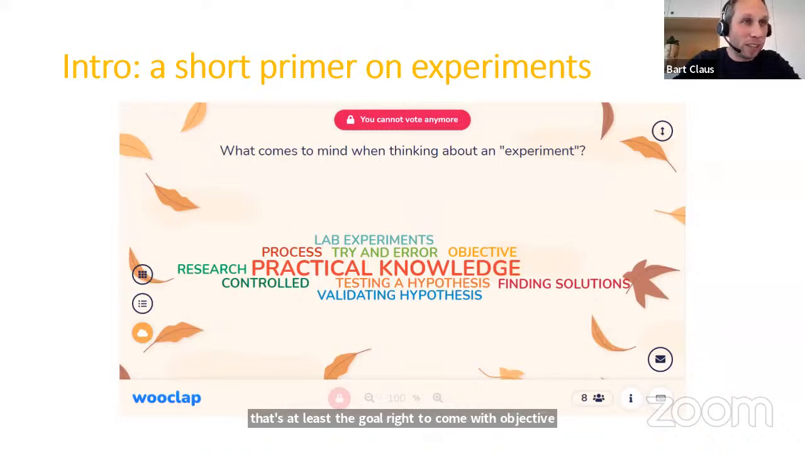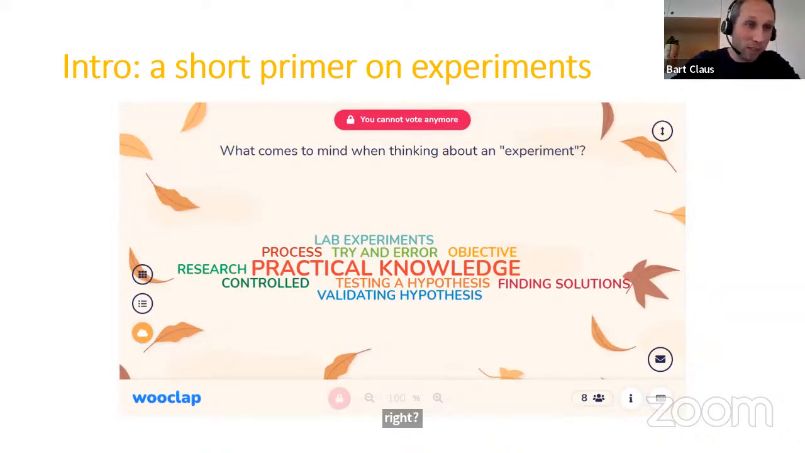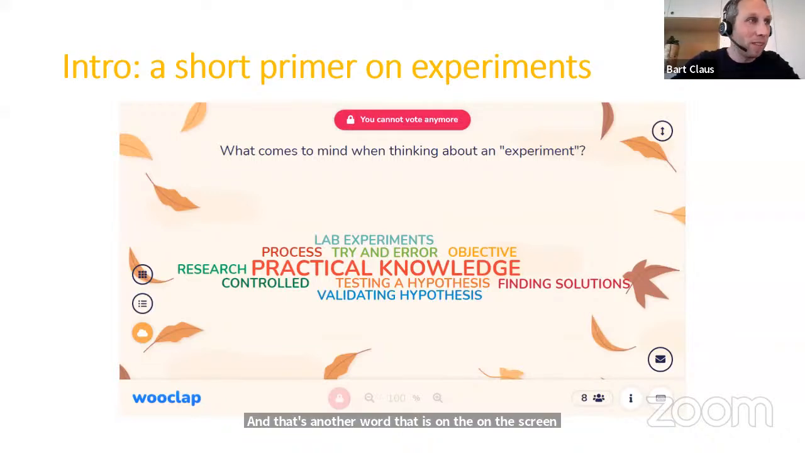Finding a solution, yes, if the solution is about understanding a process, right, and that's another word that is on the screen. Validating hypotheses, definitely, it is a research method, right? And so the word research is also relevant. And then controlled is very important, and so I will discuss control as one of those 3 C's later, right? So that's good. I think we're on the same page.